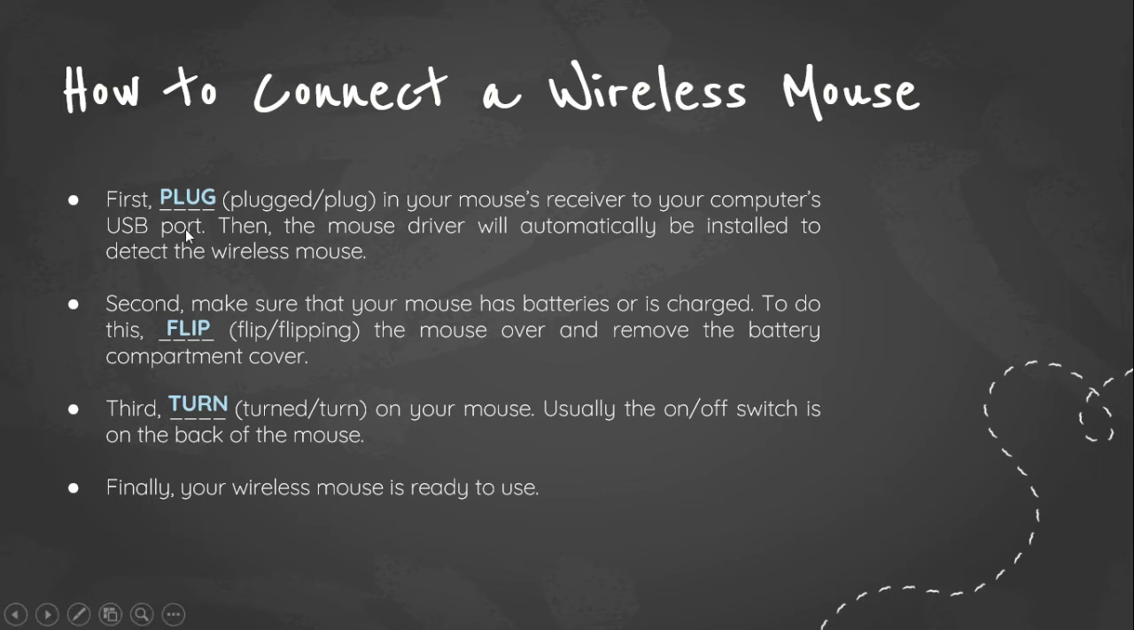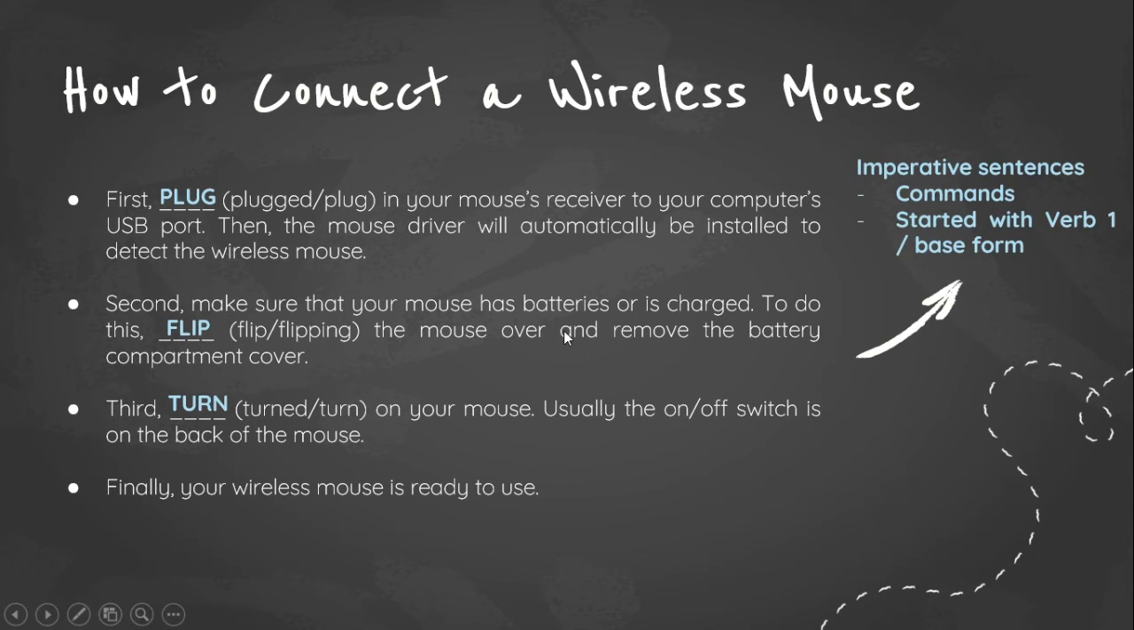Let us now discuss the language features of a procedural text. These sentences which start with the base form of a verb are called imperatives. Imperative sentences contain a command. So, in the first sentence here, the writer commands us to plug our mouse's receiver to the computer's USB port. Kalau dalam bahasa Indonesia, imperative sentences sama seperti kalimat perintah.